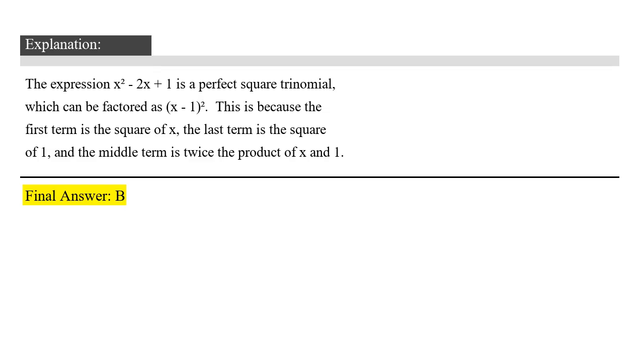The expression x² + 2x + 1 is a perfect square trinomial, which can be factored as (x + 1)². This is because the first term is the square of x, the last term is the square of 1, and the middle term is twice the product of x and 1.